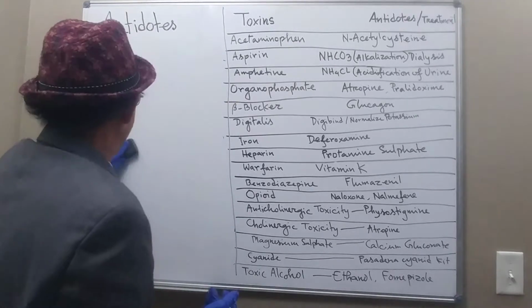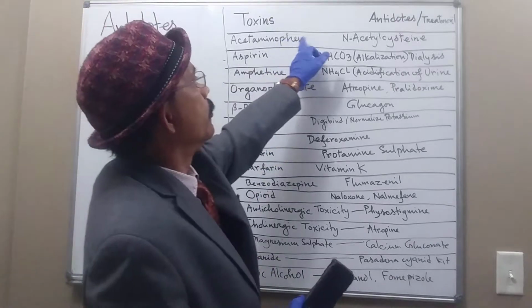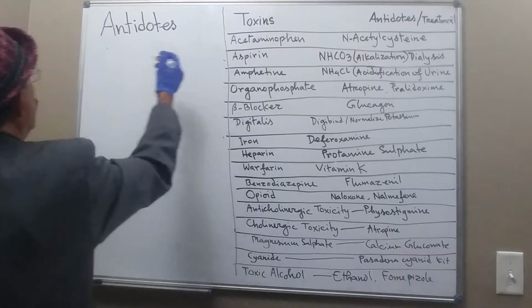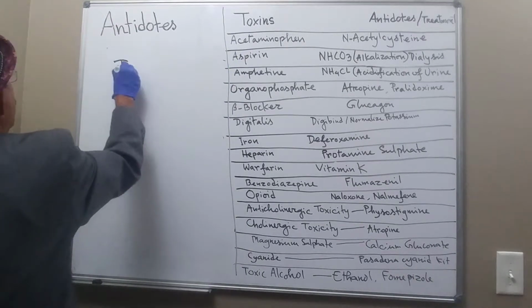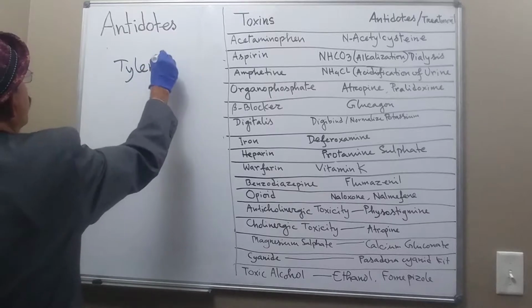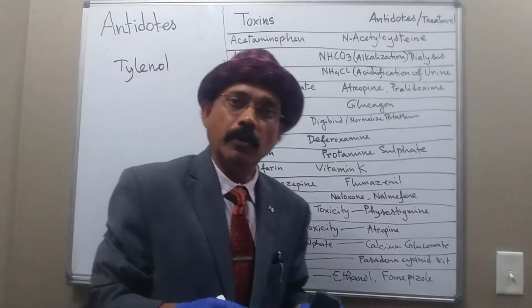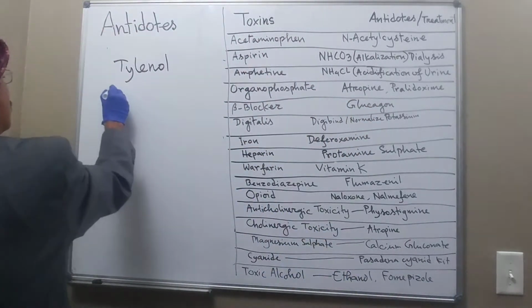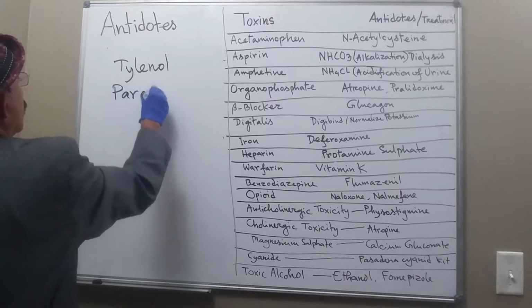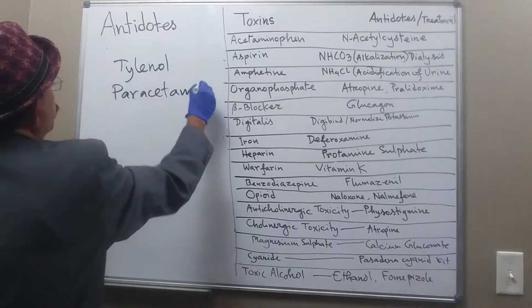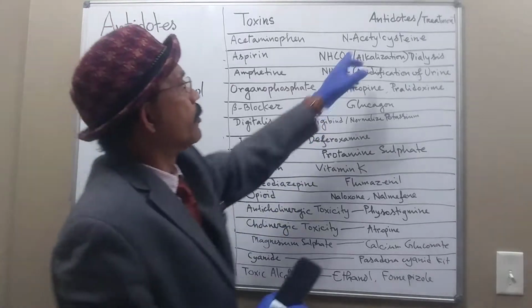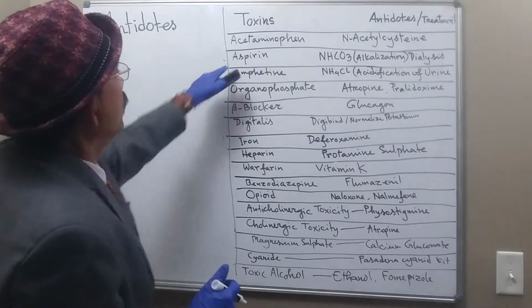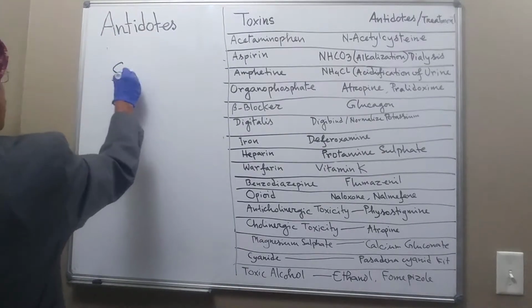Number one is acetaminophen, and its antidote is N-acetylcysteine. Acetaminophen is called Tylenol in the United States. In India, Bangladesh or Pakistan, it is called paracetamol. Okay. Its antidote is N-acetylcysteine.